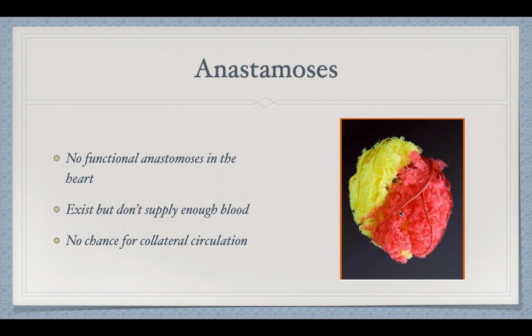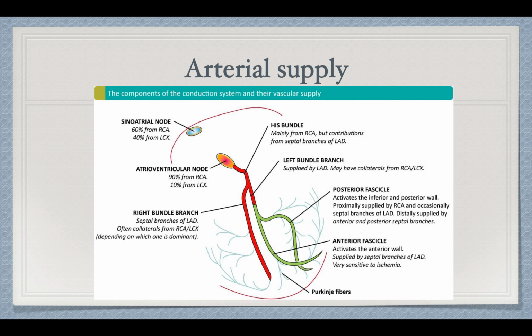So this is important because in heart attacks, if there's a big blockage of, let's say, the anterior descending branch, it's going to block off all of the muscles here. It's going to be ischemic, and there's no compensation from the right coronary artery.